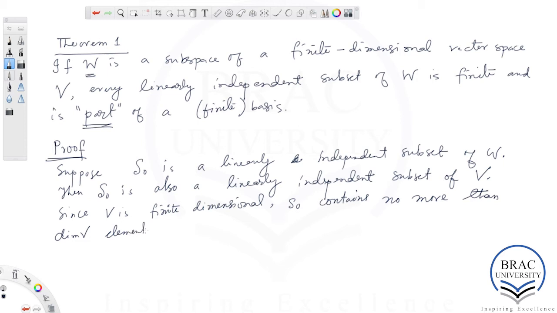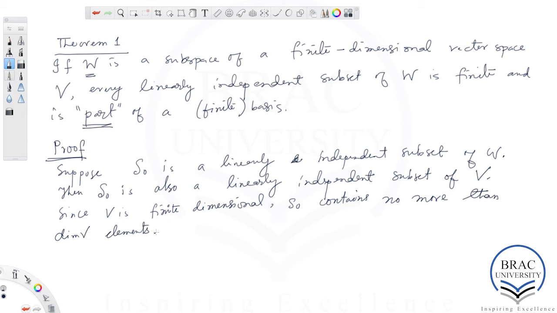Okay, so that way we see that a linearly independent subset of W is finite. Now we need to prove that it's part of a finite basis. What does it mean by a part of a basis? It means that if we start from this linearly independent subset S0, by including finitely many elements to this finite linearly independent set S0, we can construct a basis of the subspace W. This is what it means by part of a finite basis.